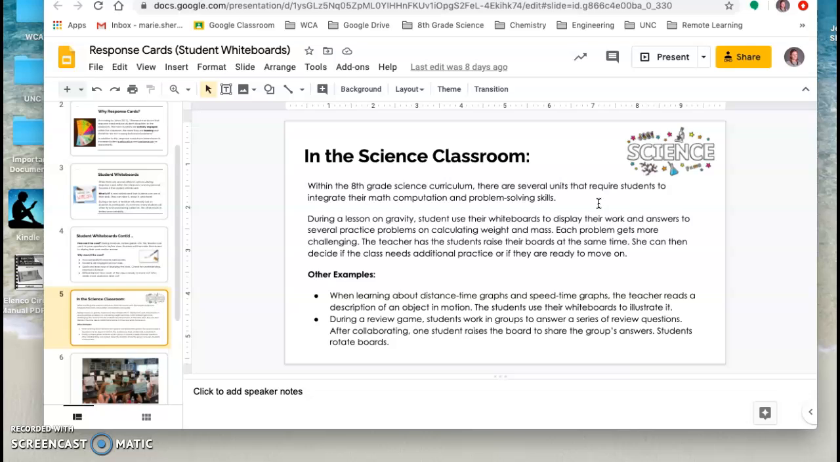But again, as mentioned previously, the neat thing about this adaptation is that it really can be used for any grade level and any subject area. And it doesn't necessarily need to be a whiteboard. It could be a clicker if your school has the ability to purchase that. It could be something as simple as raising a piece of paper.